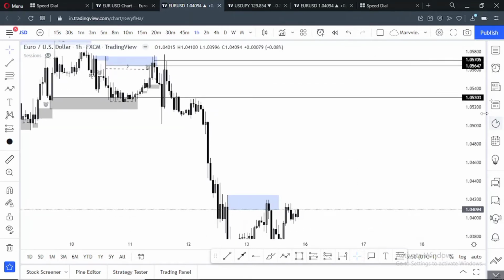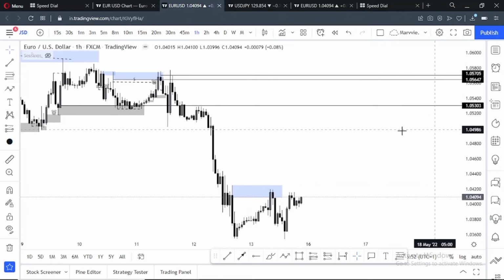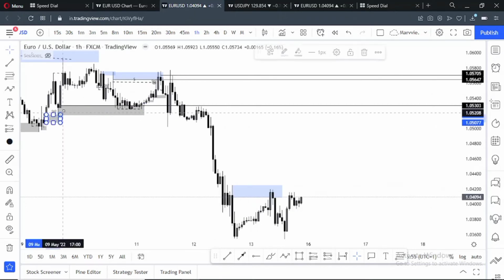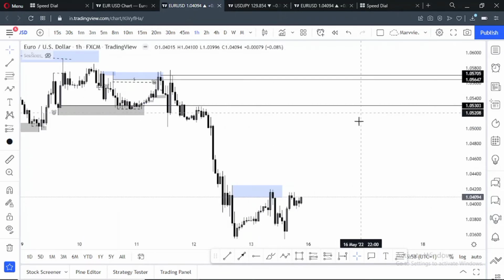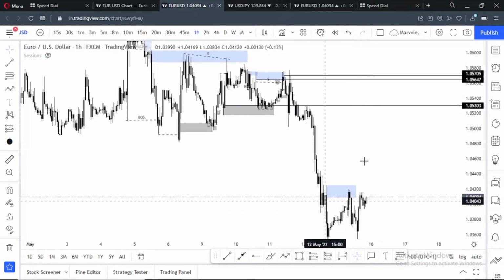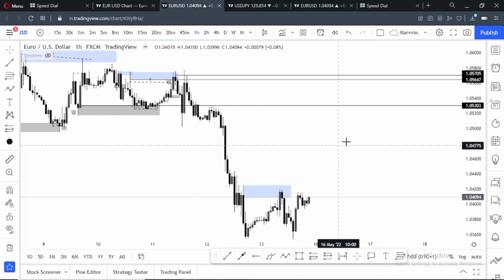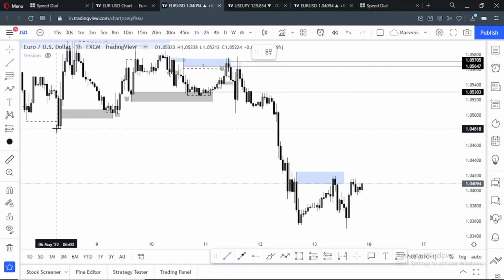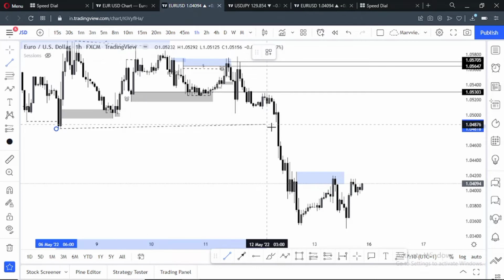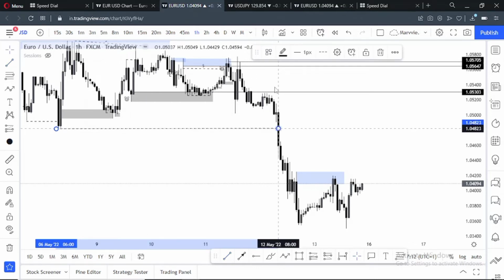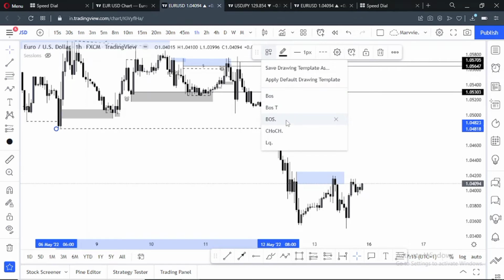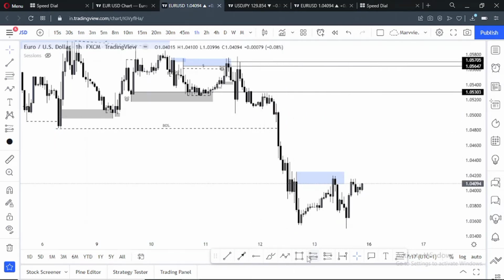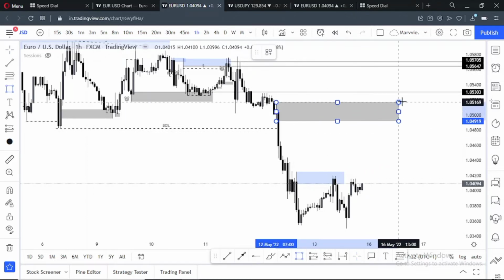So EURUSD on the 1 hour time frame, I'll clean this chart later on. But let's focus on present market structure. We can see that we had the break of structure from here, BOS, and there was this clean supply zone that led to the BOS. This supply zone.